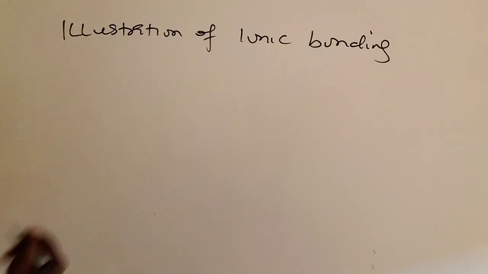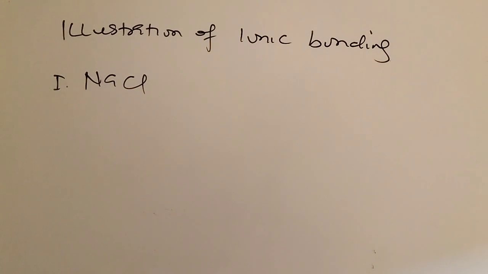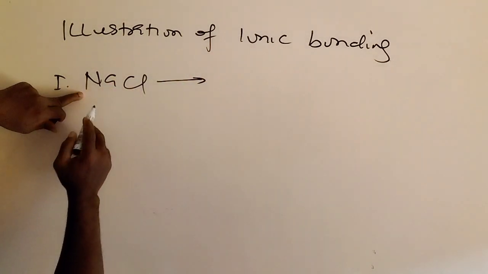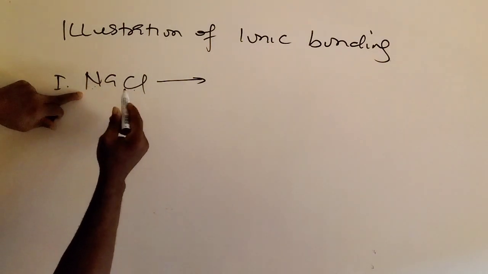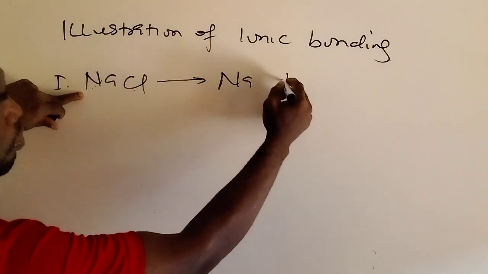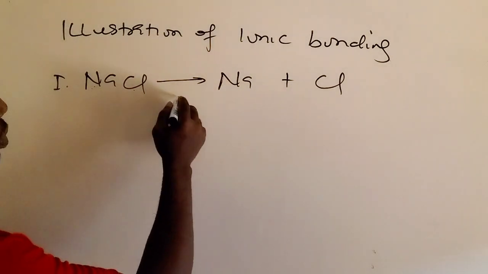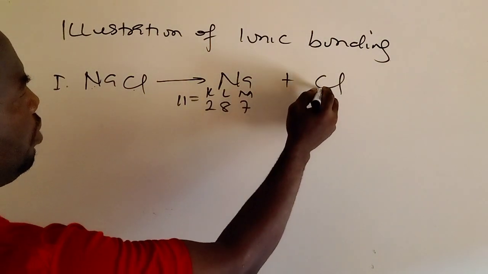So the first example I will use here is the simplest of the compounds, sodium chloride. How do we illustrate ionic bonding in sodium chloride? What I'll do is split this into the component atoms. There are two elements here, sodium and chlorine, and two atoms, one of sodium and one of chlorine. So I have Na plus Cl. Having done that, I'll now write the electronic configuration of each of the atoms. Sodium atomic number is 11, so I have K L M, 2, 8, 1. Chlorine is 17.